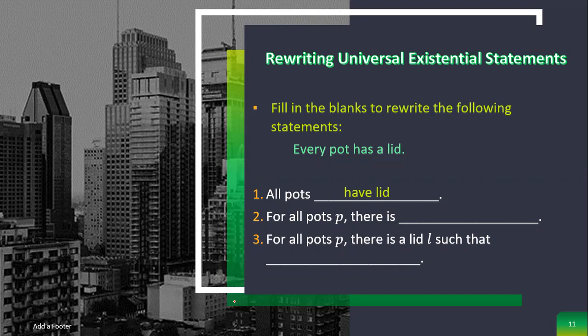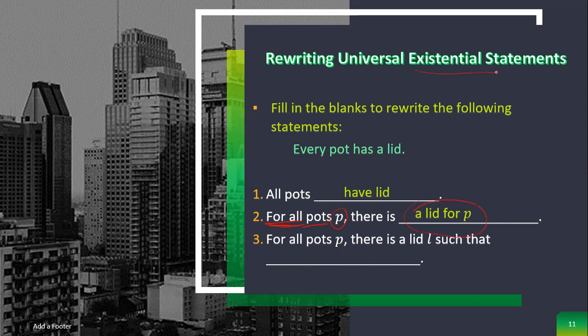Next, for all pots P, so we make use of the variable P here to represent pots. And this one, this is universal. There is blank. So your answer should be a lid for P. So for all pots P, there is a lid for P. So therefore, there is an existence of a lid, that is existential.